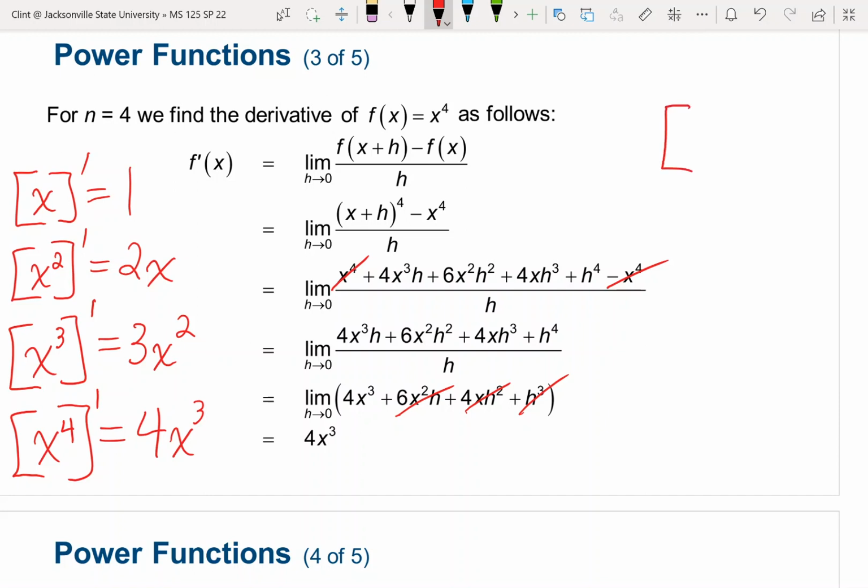So somebody that hasn't learned the power rule before, and you have a guess for what the derivative of x to the fifth would be. Can you find the pattern? It would be 5x to the fourth. Did you know? Do you know the power rule already? Yeah, it will be 5x to the fourth.